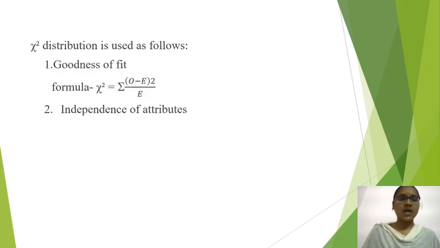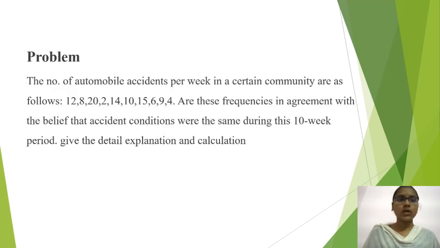And then chi-square distribution is used as follows. Goodness of fit formula is chi-square equal to sigma of (O minus E) whole square divided by E. And the second type is independence of attributes. Next we are moving to the problem.